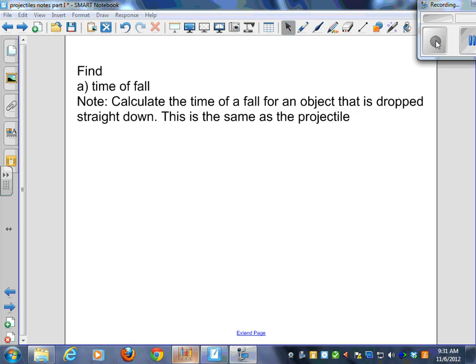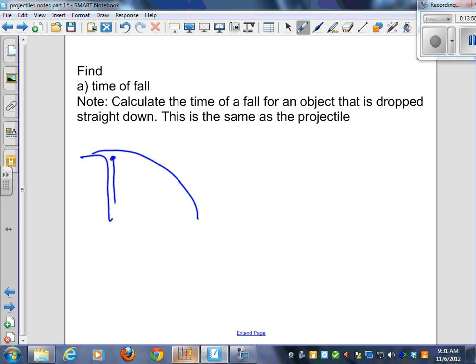I would like you to tell me what is the time of fall. How long does it take for the car to hit the ground? And I'm going to make a note that says, calculate the time of fall for an object that is dropped straight down, and this is the same as the projectile. It doesn't matter that the car is going like that because it's going to take exactly the same amount of time to fall. You remember that picture we saw yesterday with the balls and the lines drawn across? It's going to take just as long for it to do this as it's going to do that.